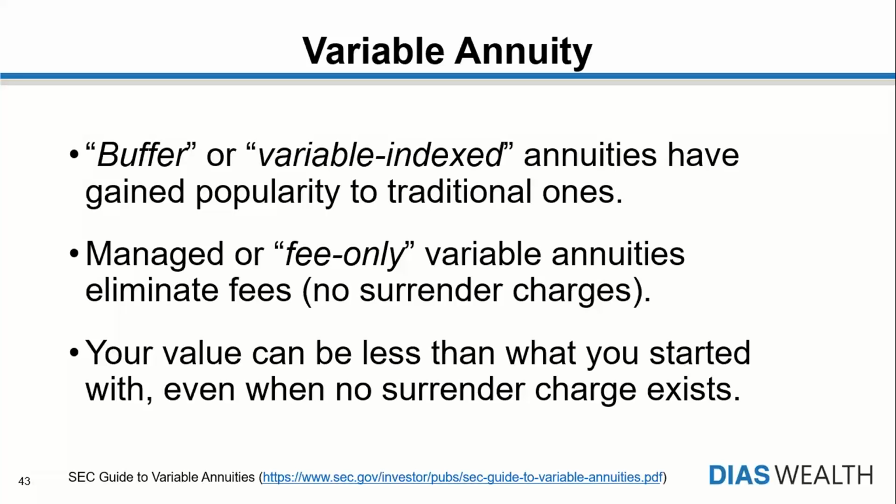You do have the managed or the fee-only variable annuities. They eliminate the fees and the surrender charges. The key part with the variable annuity is that your value can be less than what you started with, even when you don't have a surrender charge. So let's say, for example, you started with $100,000 in a variable annuity, the surrender charge is for 7 years, and now you're 7 years out and it's experienced market losses, and not only that, but you have the fees that are inside of it.